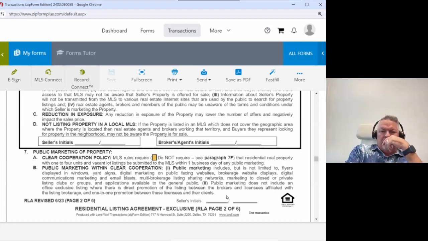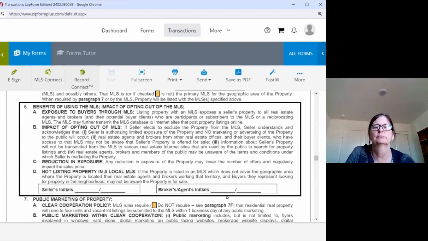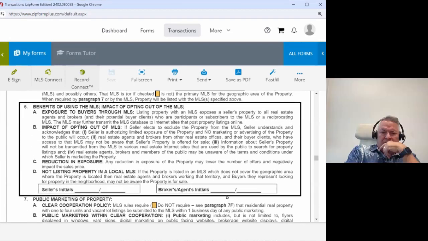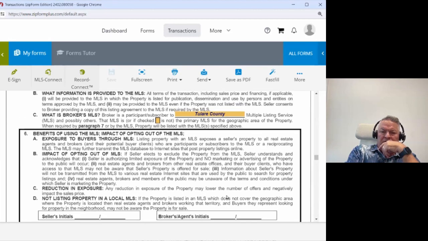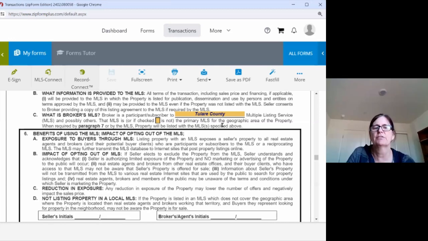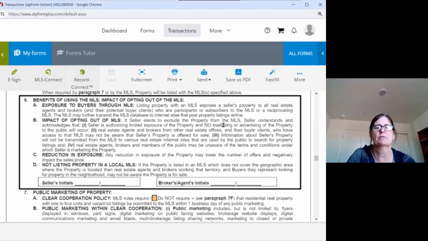Well, if you do have a client that doesn't want it on the MLS or doesn't want to put it out there publicly, do you leave that top part blank, or you still put what MLS you're involved with, C, and then you have them sign D? Yeah, you're still going to fill that out because you're just providing them information. They're not signing D, they're signing 6. So this is the benefits of using it and the impact of not using it. They're just initialing 6 A, B, C, and D so that they've seen it.